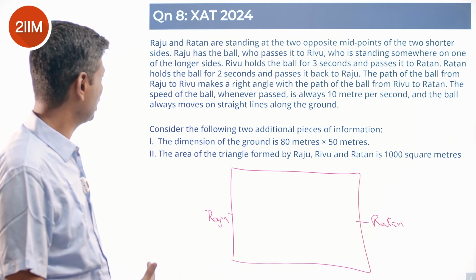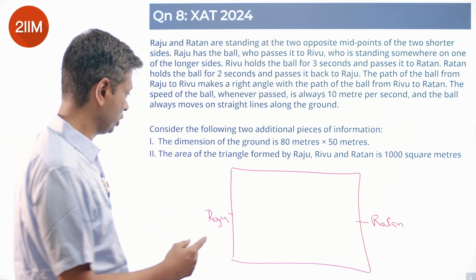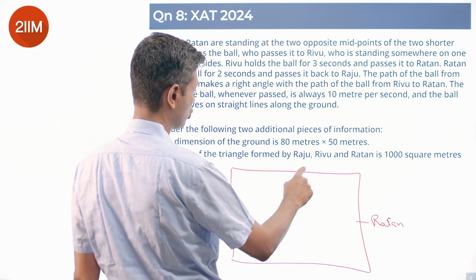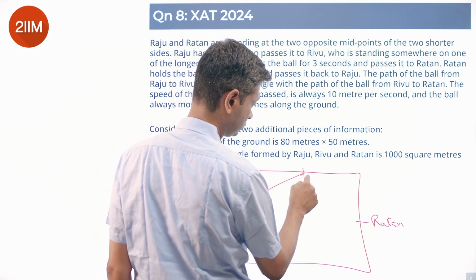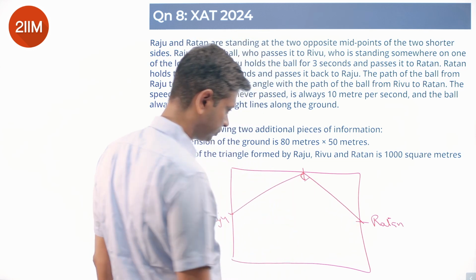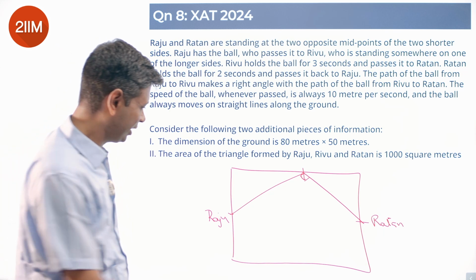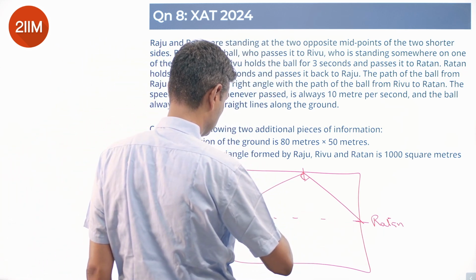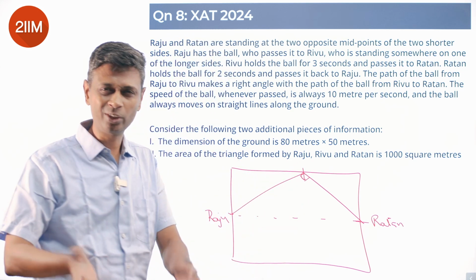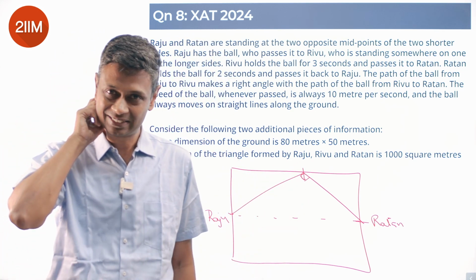Okay, the path of the ball from Raju to Rivu makes a right angle with the path. Rivu is somewhere here, such that this angle is 90 degrees. Right? If you take this, then draw a semicircle, you should cut at 2 points. Rivu is sitting in one of those 2 points. The angle there is 90 degrees.